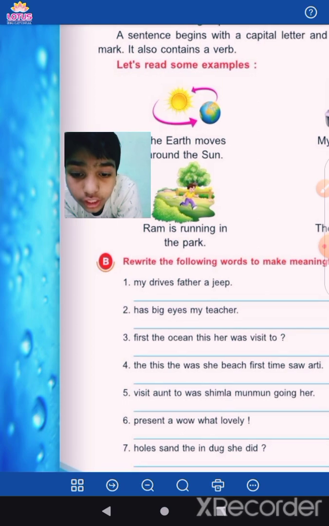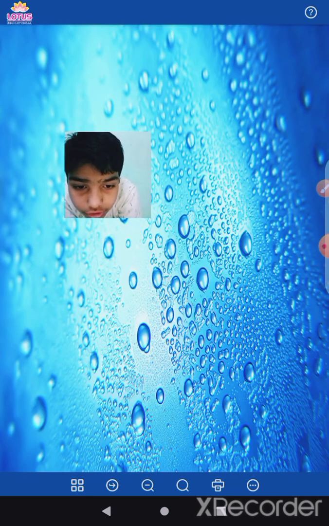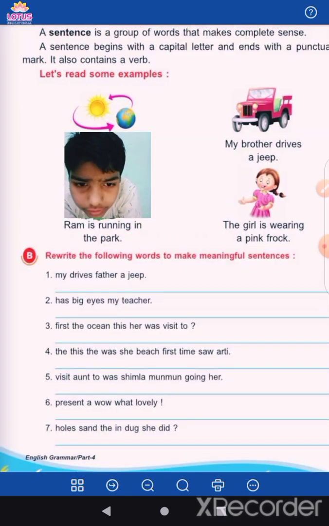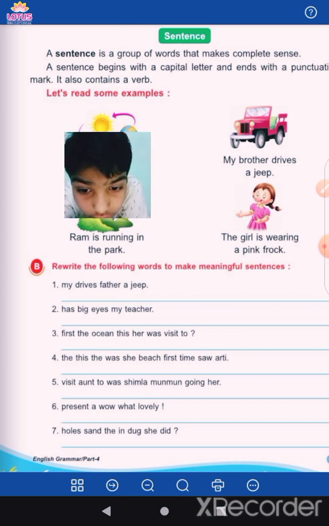This was the beach where she saw a tree for the first time. This was the beach. Wait. This was the beach when she saw the tree the first time. Okay, I guess it's like this.